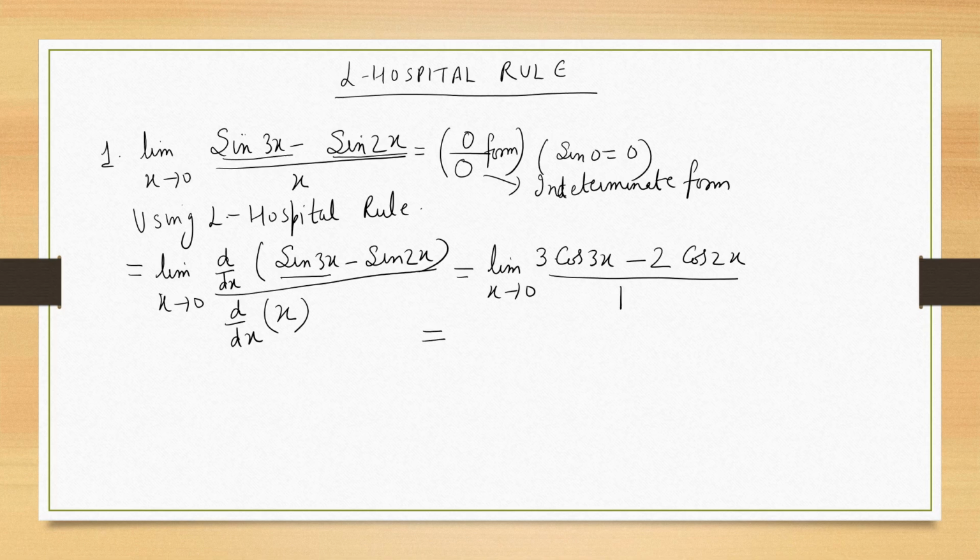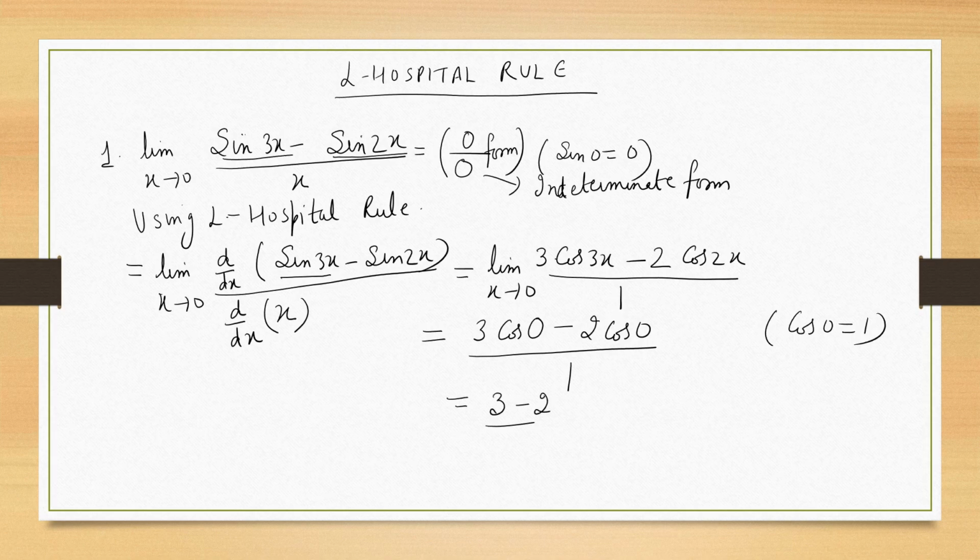Now I can apply the limit here directly. So it becomes 3 into cos 3 into 0, that is cos 0, minus 2 into again cos 0, and the denominator is 1. Now we all know that cos 0 is 1. So it becomes 3 minus 2 upon 1, and the answer for this problem is 1. So see how simple it is to apply L'Hospital's rule. Let us see our next question.